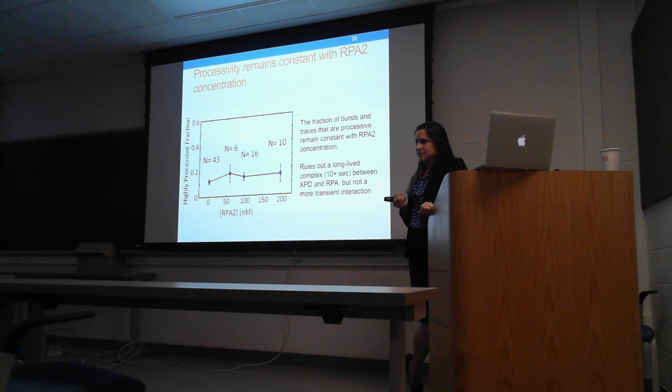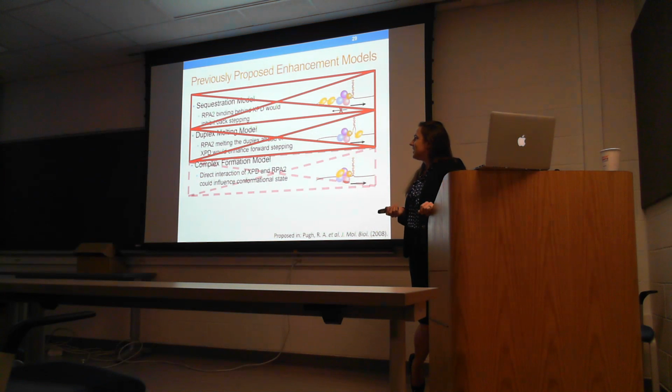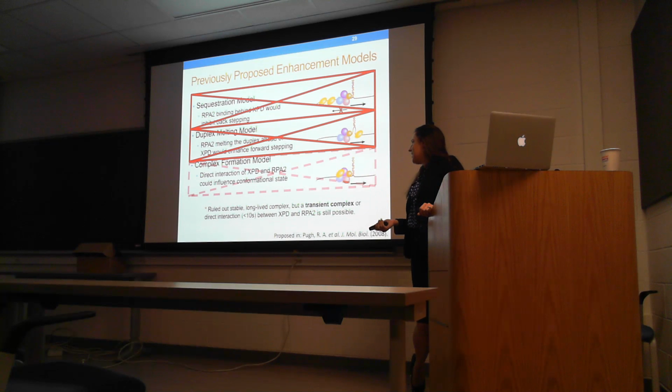Barbara did not include in her talk, but she spent many months actually trying to do that experiment. I believe that. It's a very difficult experiment that did not end up being successful. So this is the best that we can do. So yes, this indicates that the complex likely is not forming, with that caveat of it being a long-lived stable complex. But again, a transient complex that interacts for less than 10 seconds is still possible, is not ruled out by our data.